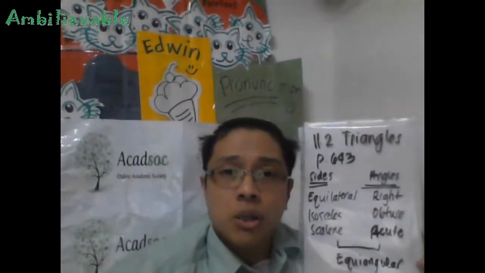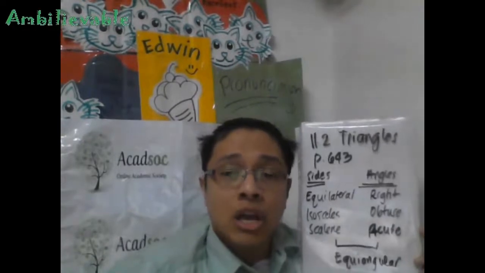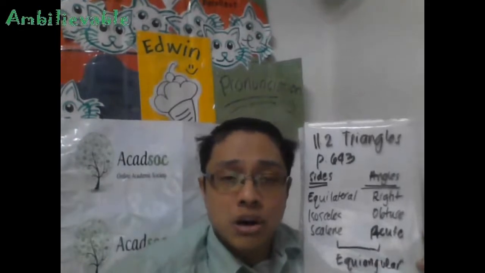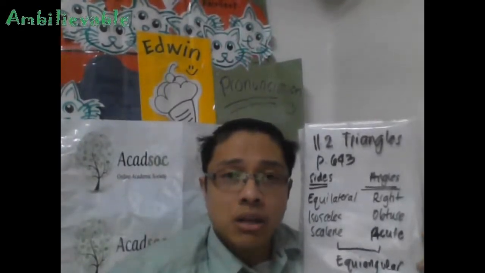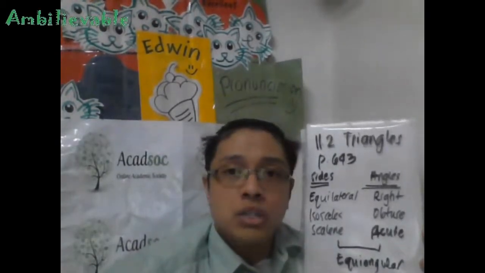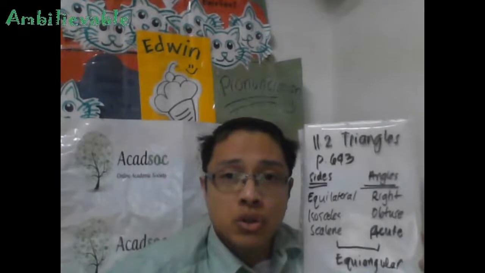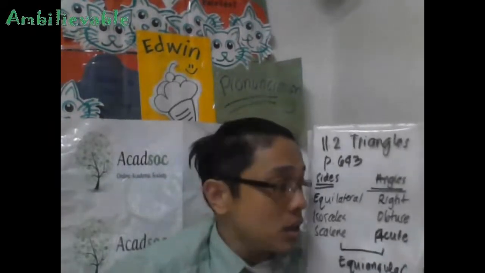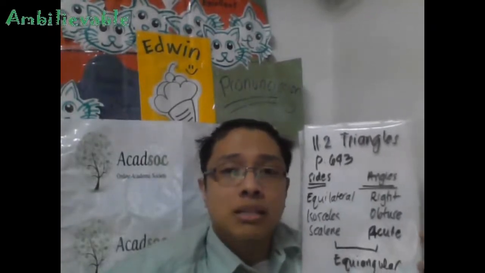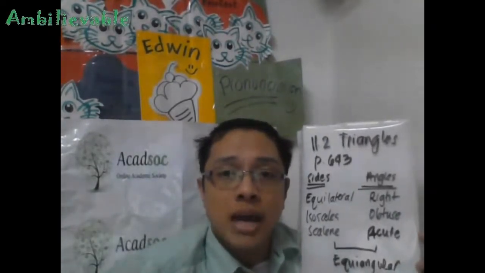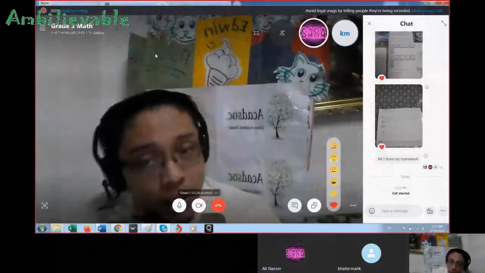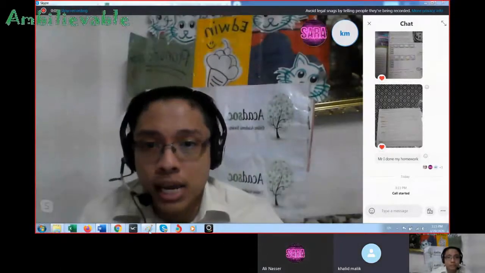According to sides are the following: equilateral triangle, in which all sides are equal; isosceles triangle, two sides are equal; and scalene triangle, no equal sides. The triangles according to angles, we do have right, obtuse, and acute triangle. Now, for a combination of sides and angles, we do have the equiangular. It means that all sides and all angles are equal. We can write our topic for today.